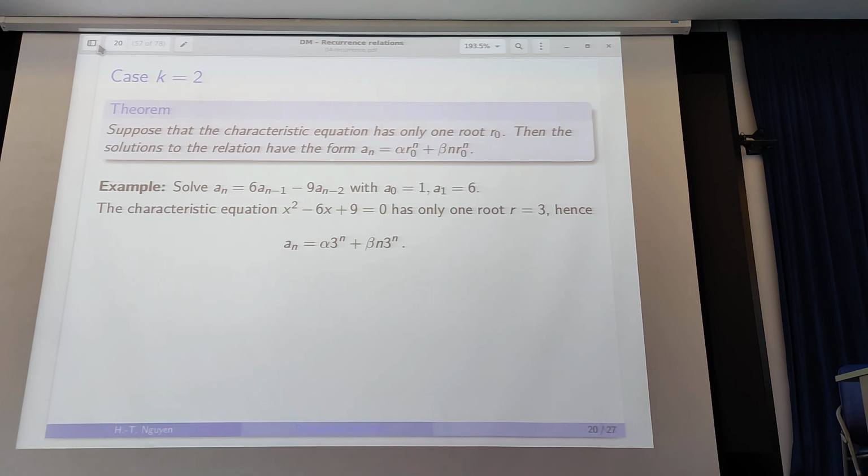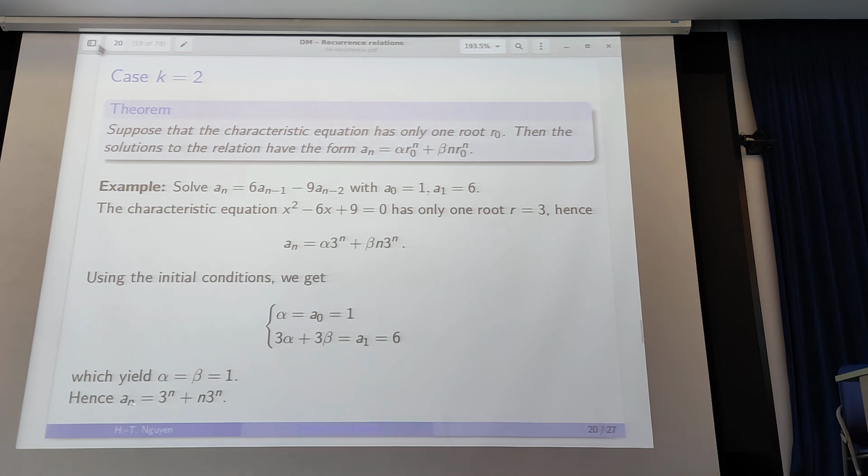Okay? So if our condition is a0 is 1, that means alpha is equal to 1. a1 is equal to 6. That means that if we replace alpha with 1 here, we will have 3 beta equal to 3, and beta is also 1. Okay? So in other words, the general term for this sequence is this one. Okay?